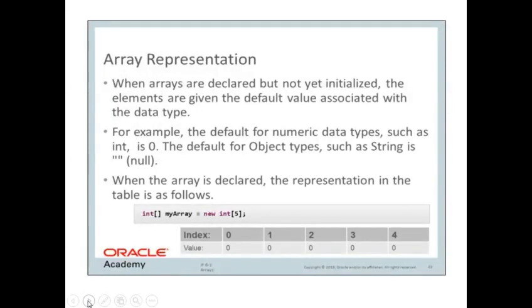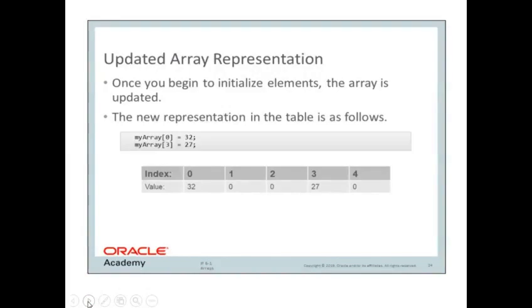When arrays are declared but not yet initialized, the elements are given the default value associated with the data type. For example, the default for a numeric data type such as integer is 0, and the default for an object type such as string is null. When the array is declared, the representation in the table is as follows. Once you begin to initialize elements, the array updates. The new representation in the table is as follows.